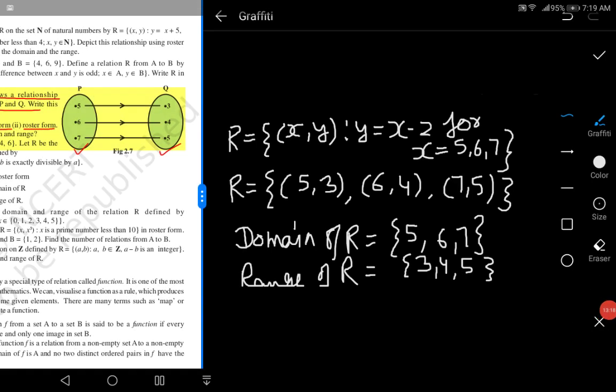Rest question of this exercise, for that you can go to the next video and you can check there. So in this exercise we have done question number 1 to 4 from exercise 2.2.